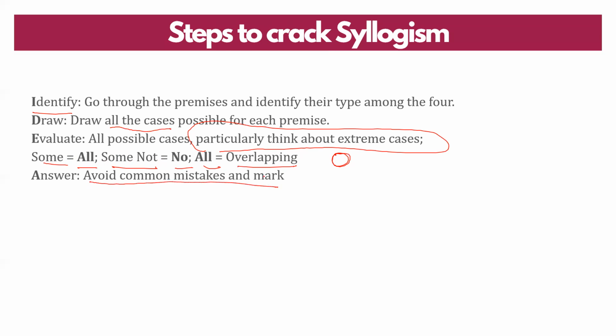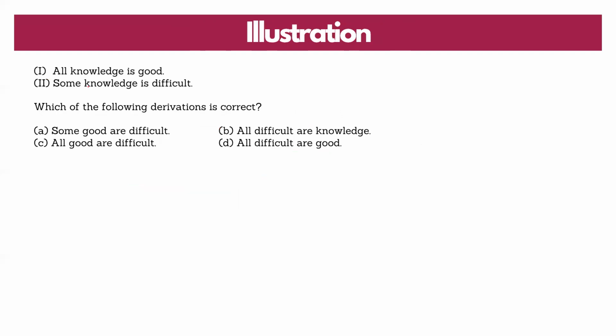So now you have learned all the common mistakes. Avoid them and mark. Let me represent it through one example. All knowledge is good. How to draw the diagram? I will draw the most common diagram. All knowledge is good. This is the most common diagram. Some knowledge is difficult. Now, when I'm drawing the second circle, my objective should be to keep "some knowledge is difficult", right? So I should draw a circle which is the most common case. Some knowledge is difficult, something of this sort.